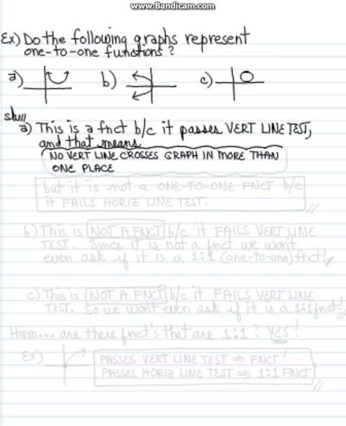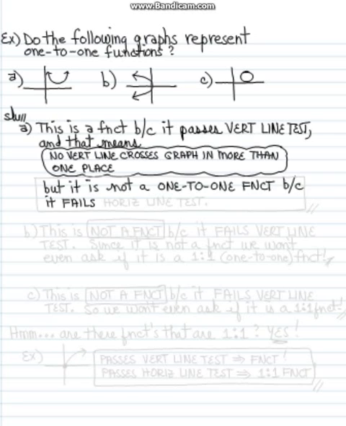Okay, but now let's answer the question. The question was, is it a one-to-one function? It is not a one-to-one function. And why is that? Because it fails the horizontal line test. So let me review. To fail the horizontal line test means that there is a horizontal line that crosses the graph in more than one place. So look at that picture. I can come up with a horizontal line that crosses that happy face parabola in more than one place. It fails the horizontal line test.